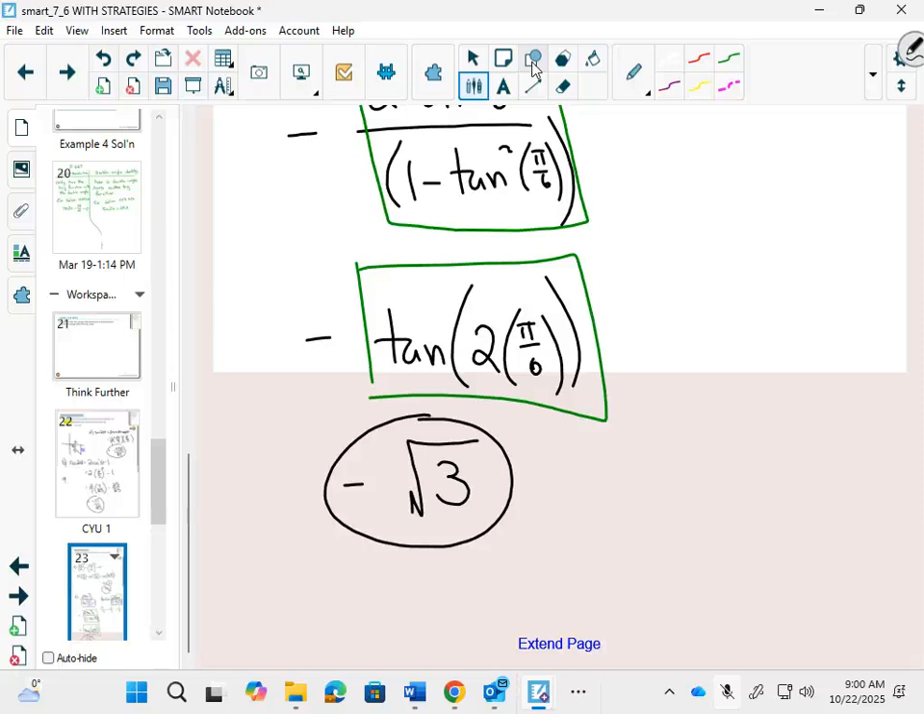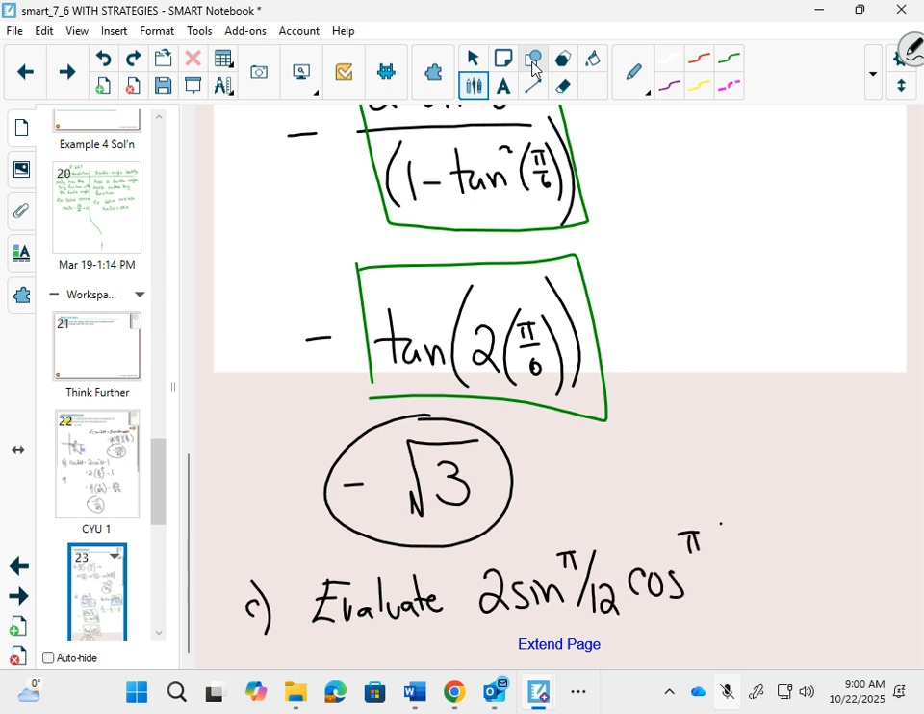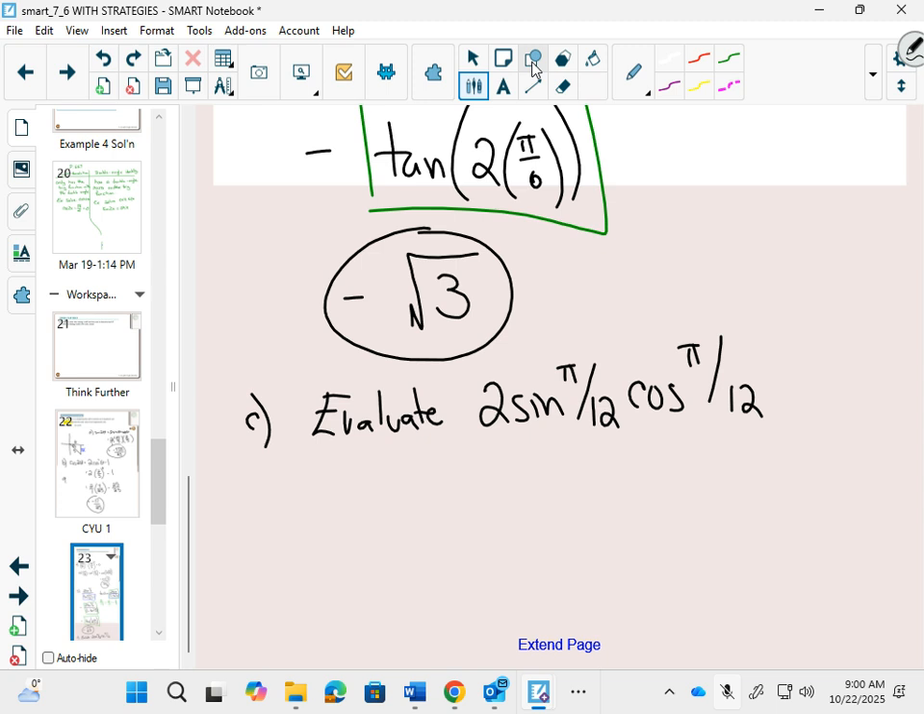So usually on the exam, they don't write the questions with values that you already know. They'll do stuff like I did with the pi over 8. Something that you don't know. Or, I'll add a part C to this one. They'll do something like this. Evaluate, non-calculator part. They'll do something like this.